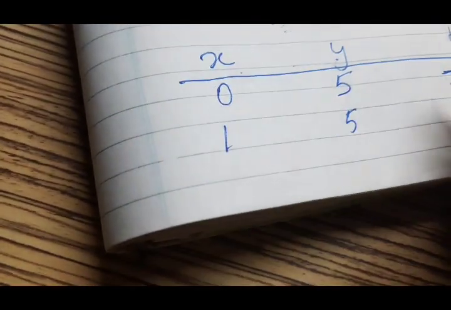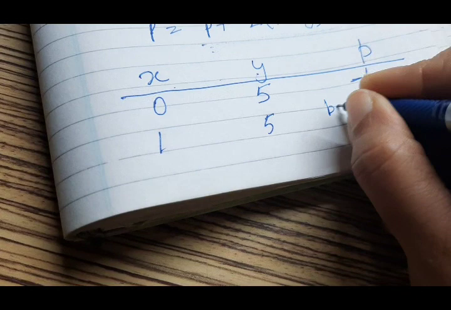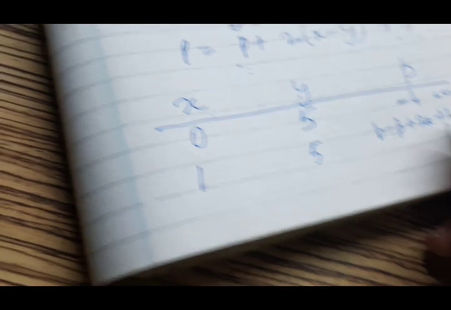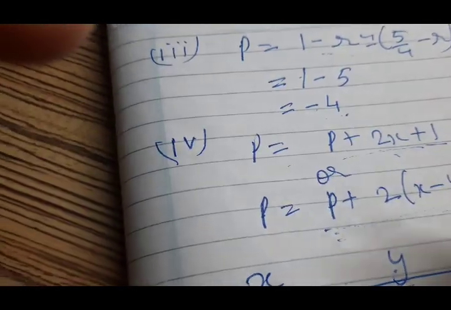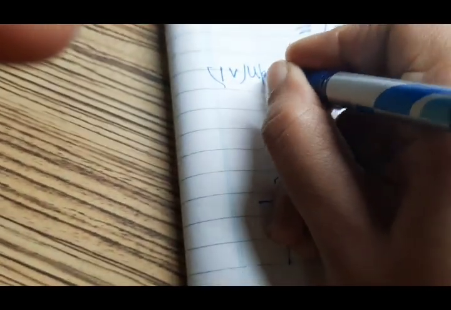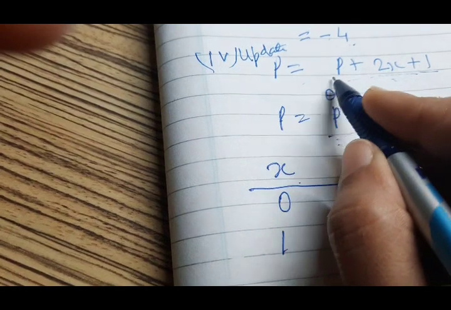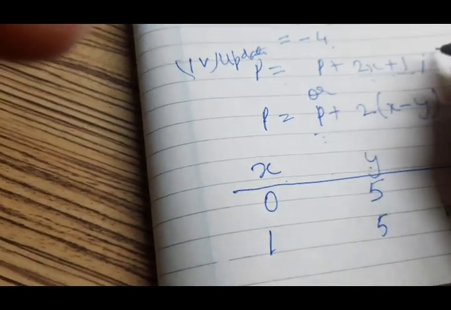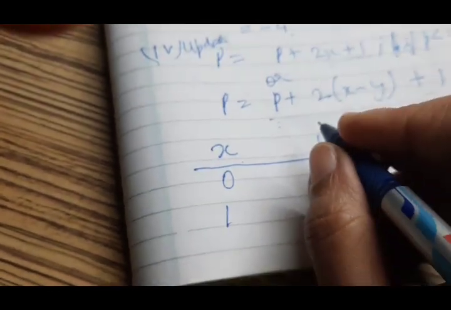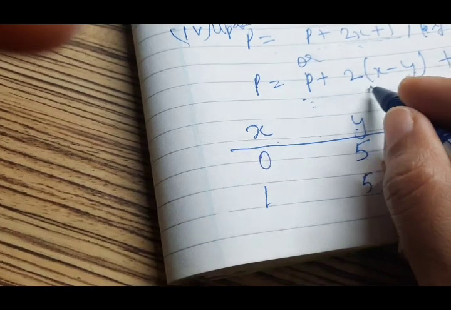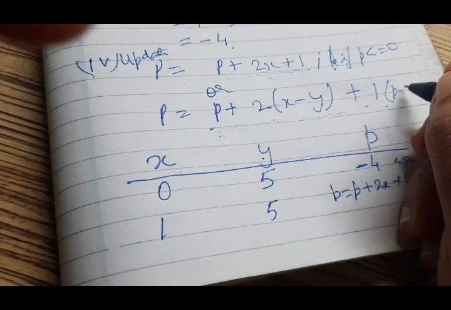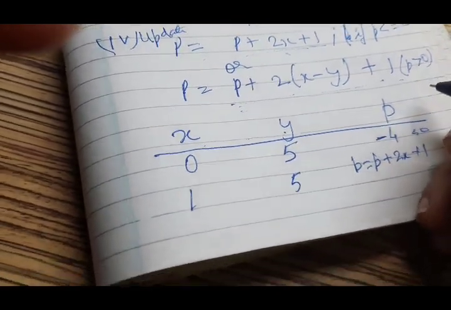Again, we will be updating p here by using the expression p is equal to p plus 2x plus 1. See, we had noted down this rule also, better write here: update p is equal to p plus 2x plus 1 if p is less than equal to 0, or update p is equal to p plus 2 times x minus y plus 1 if p is greater than 0.